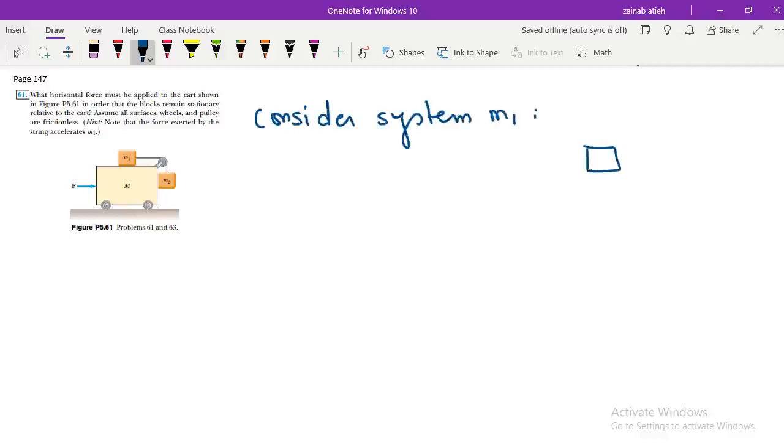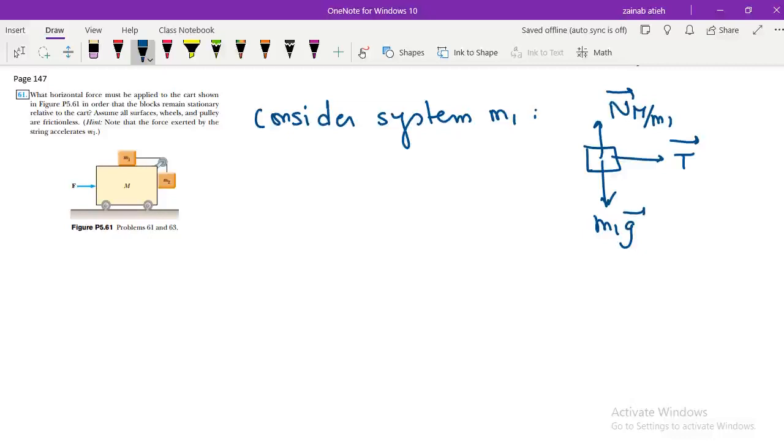Forces acting on M1 are the weight, M1G, the normal exerted by M on M1, and we have the tension for sure. Okay, so these are the forces acting on it. Since M1 is moving together with M, M1 is not sliding on M, it's at rest. So the acceleration of small m, or M1, is the same as the acceleration of M.